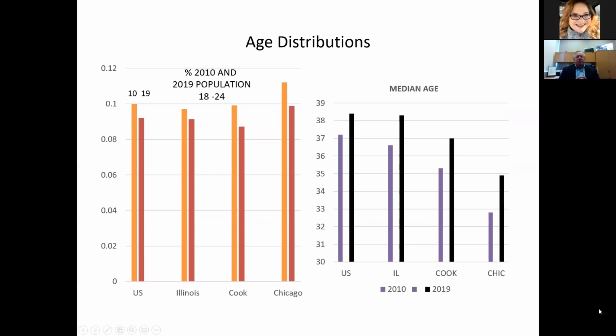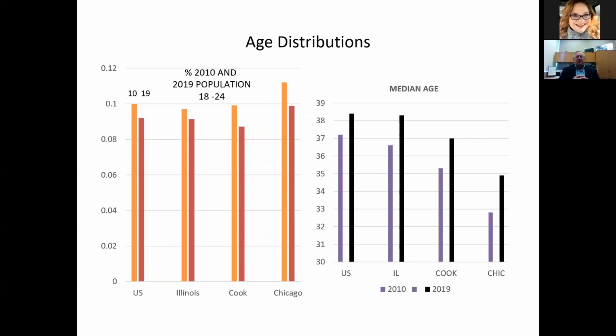Age distributions are quite important, of course, to educational planning. The percentage of 18 to 24-year-olds, the traditional college-age populations, as you can see from the left-hand figure, the percentage of 18 to 24-year-olds has declined over the decade. The median age of the population has grown as well.